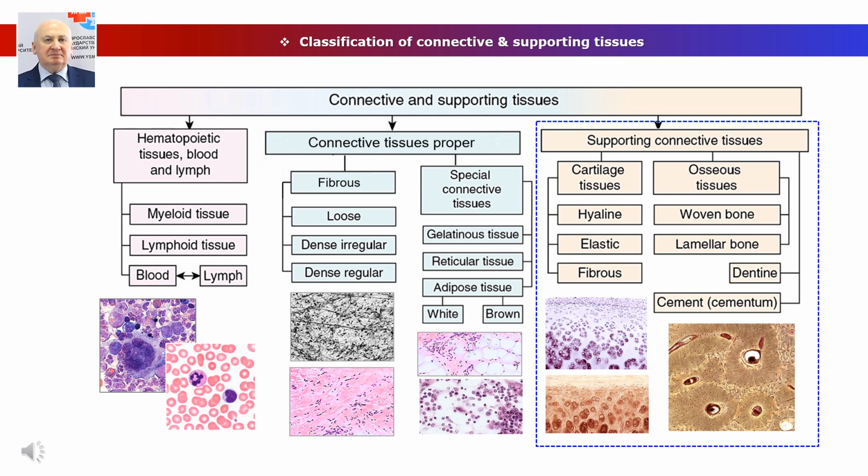Supporting connective tissues are characterized by a high density of intercellular substance and form the organism's skeleton, hence also called skeletal. They are subdivided into cartilage and bone or osseous tissues, as well as cement and dentin of the tooth.